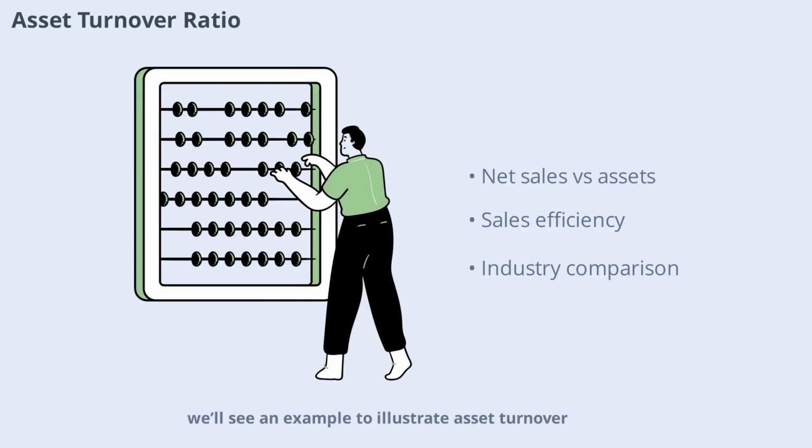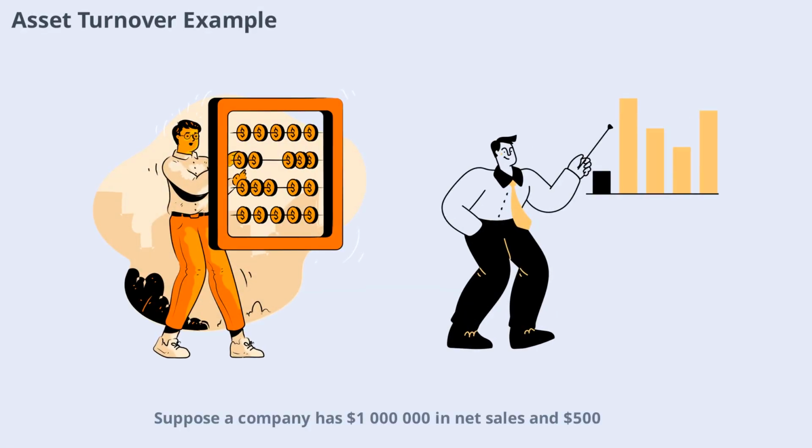Next, we'll see an example to illustrate asset turnover. Suppose a company has $1 million in net sales and $500,000 in average total assets. The asset turnover ratio would be 2. This means the company generates $2 in sales for every $1 of assets. A low asset turnover could indicate underused assets or operational inefficiencies.